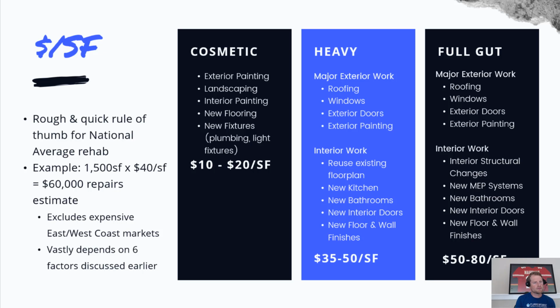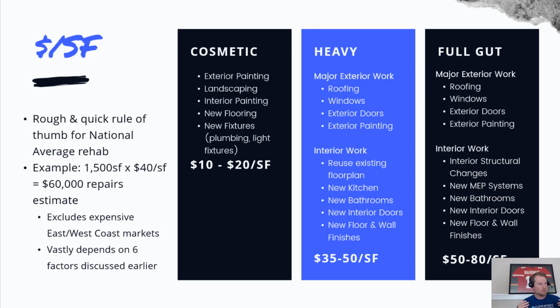So here's the dollar per square foot method, just to dive into it a little bit further. I went through and did a detailed case study video on 3 different types of rehab. So I broke it down by cosmetic, heavy, and full gut. Cosmetic would be just basically some exterior painting on the exterior of the property, maybe some light landscaping. And then on the interior of the property, you're going to be doing interior painting, some new flooring, and then new light fixtures, new plumbing fixtures. So that's about as light as a remodel as you can do to a property.